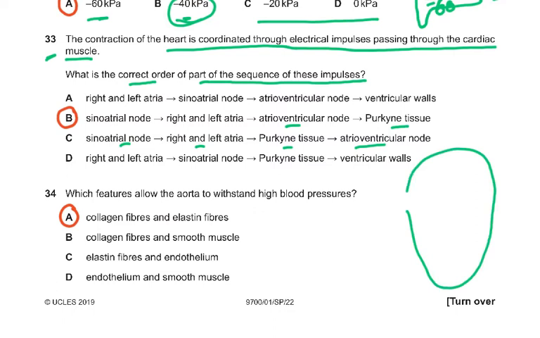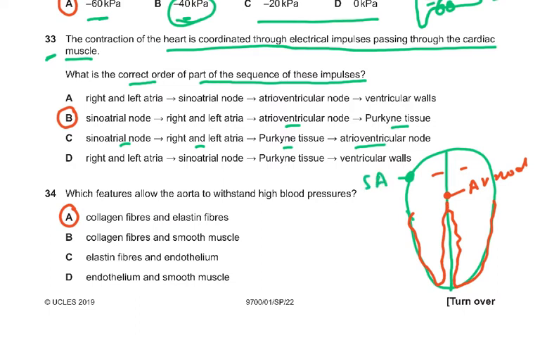If you know the heart diagram, this is the SA node. Then this is the AV node. Then we have the bundle of His. And then we have the Purkinje tissue which goes up in the walls of the ventricles. So the sinoatrial node, then the right and left atria, then the AV node. This is the AV node. This is the SA node in the wall of the right atrium. So this is the SA node.